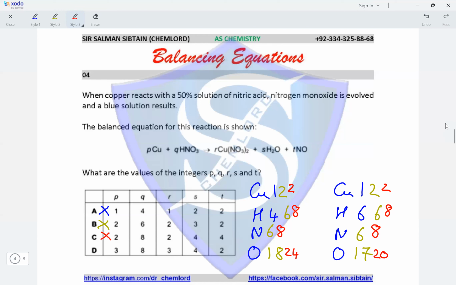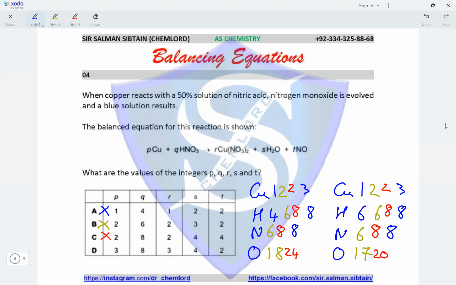So this leaves us with option D, which has to be the correct option, but we will tally the number of each atom as given in the option just to be 100% sure. So here we've got 3 copper on the left and 3 copper on the right. For hydrogen, we've got a value of 8, so 8 hydrogen on the left, and on the right, S is 4, 4 times 2, 8 on the right. For nitrogen on the left, we've got a value of 8 for Q, so 8 nitrogen on the left, and on the right, the value of R is 3. So 3 times 2 is 6, and the value of T is 2. 6 plus 2 is 8, 8 on the right as well. So nitrogen is also consistent.